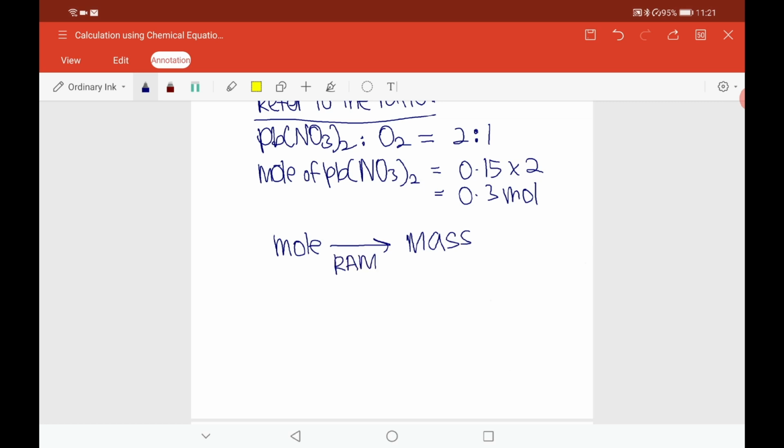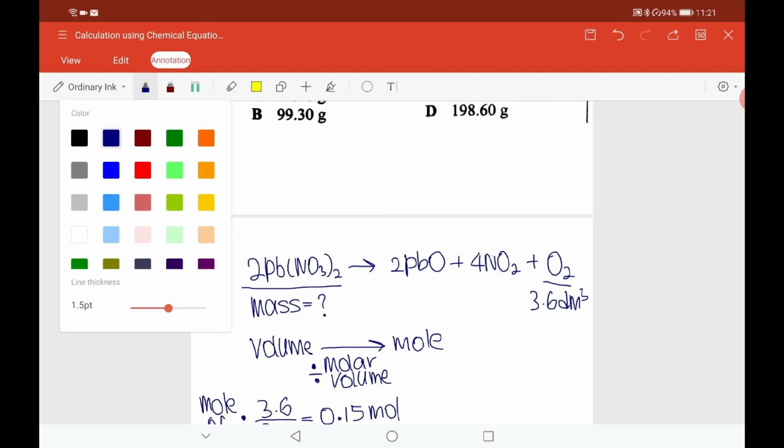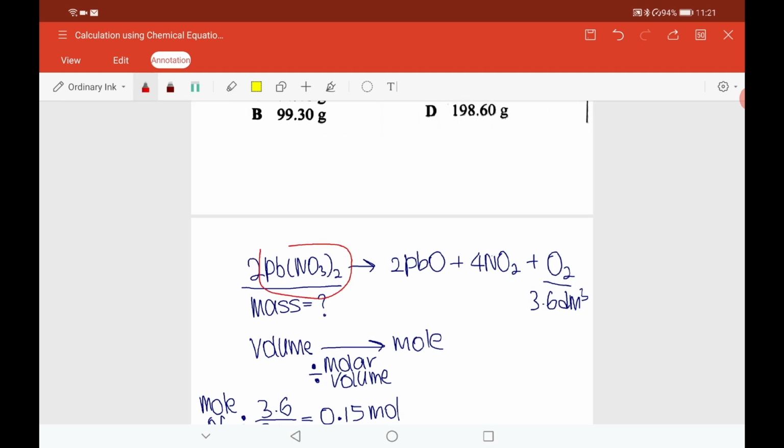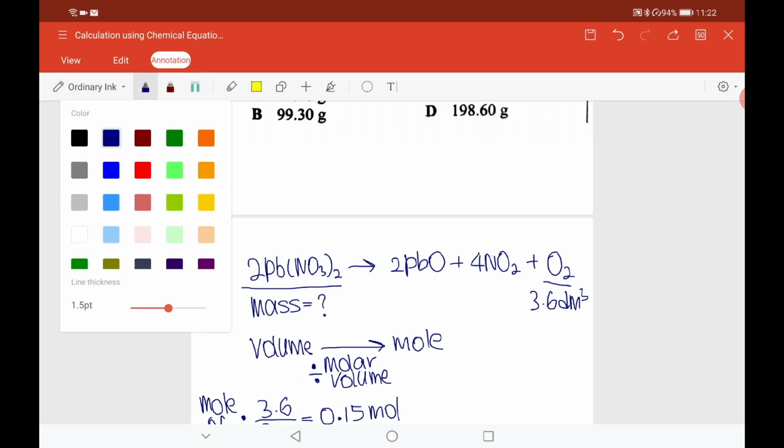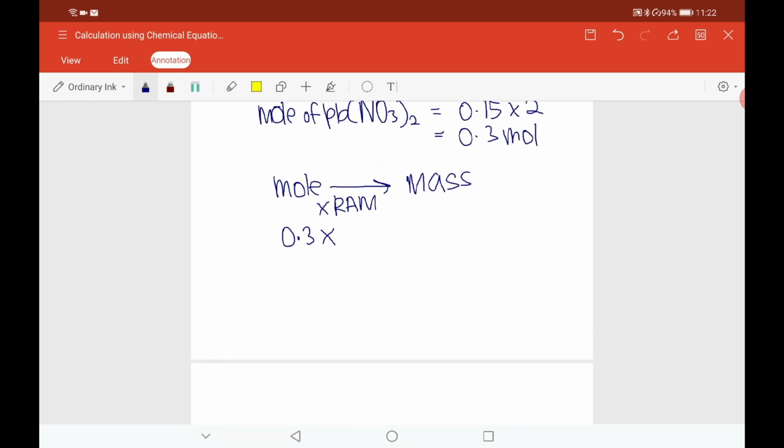The operation, when we change mole to something else, is multiplication. So the mole is 0.3, and we need to get the RAM first, the RAM for our lead nitrate. To find the RAM, we don't need to bother about the number 2 in front. It is only for balancing, so don't include it in the RAM calculation.